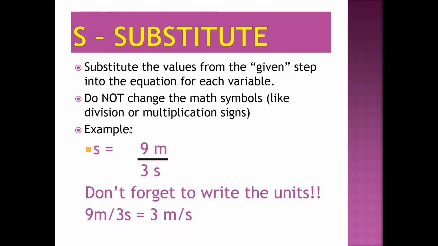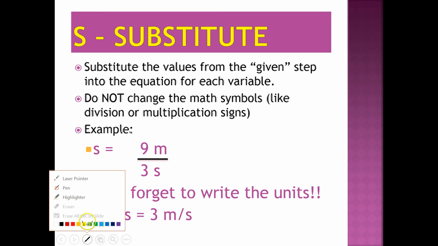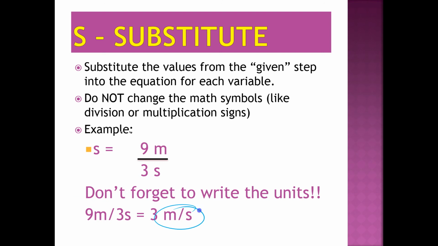Don't forget to write the units. 9 meters divided by 3 seconds equals 3 meters per second. And you should be able to see here where your units come from. Meters per second turns into meters per second.